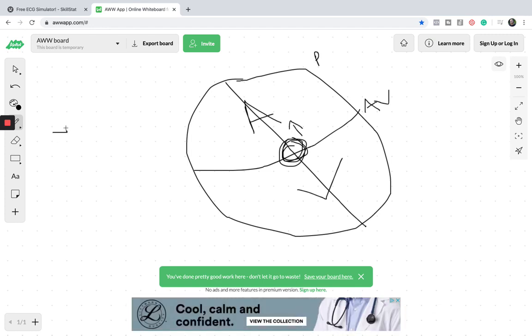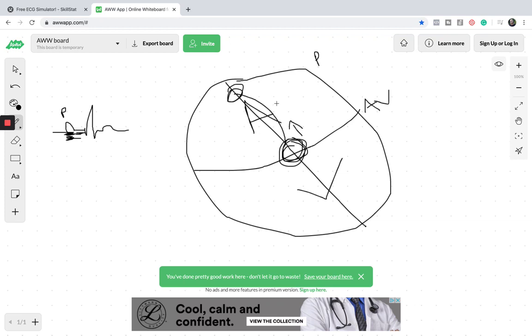Because remember, the P wave stands for when the atria fires. The P wave, this right here, is the atria depolarizing, or firing, contracting. This right here, the PR interval, is the time the impulse takes to go from here to the junction. So this is like your PR, right?